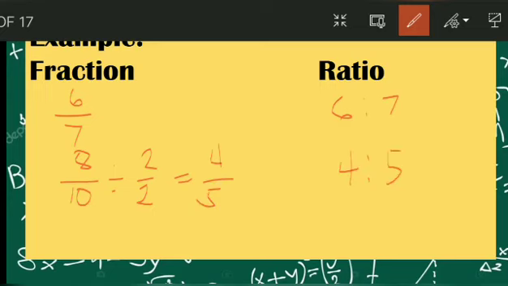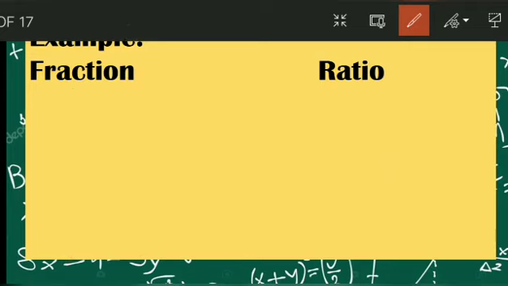Okay, paano naman kapag ganito? Halimbawa, 9 all over 3. So, ang GCF niya is 3. So, we can divide them by 3. 9 divided by 3 is equal to 3. 3 divided by 3 is equal to 1. So, kapag ganito, hindi na natin siya i-whole number. So, pwede na natin siyang isulat as 3 is to 1. So, that is our ratio form.